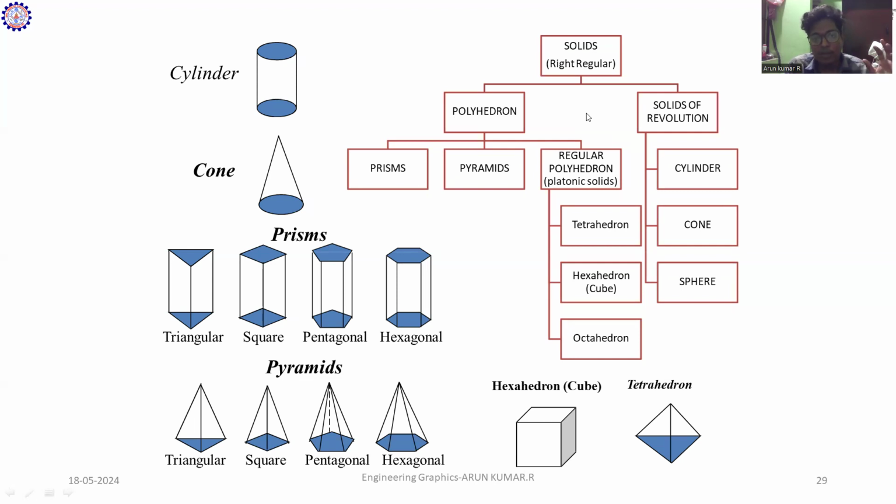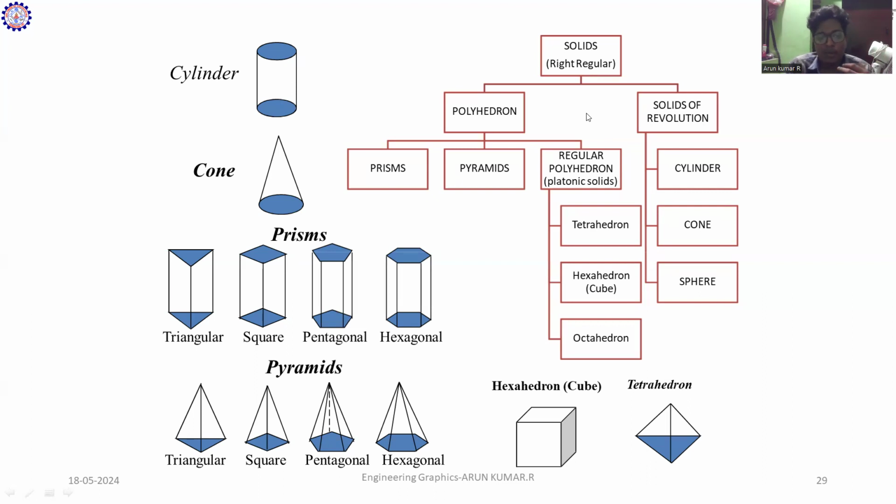We are mainly focusing on prism and pyramid. The main problems we discuss are about prism and pyramid, and we also have to solve the cylinder and cone, which are solids of revolution. So of the polyhedron types we discuss prism and pyramid, and of the solids of revolution we discuss cylinder and cone, not sphere. Understanding the sphere is very easy, but solving numerical problems based on the sphere is quite complicated compared to the cylinder or cone.